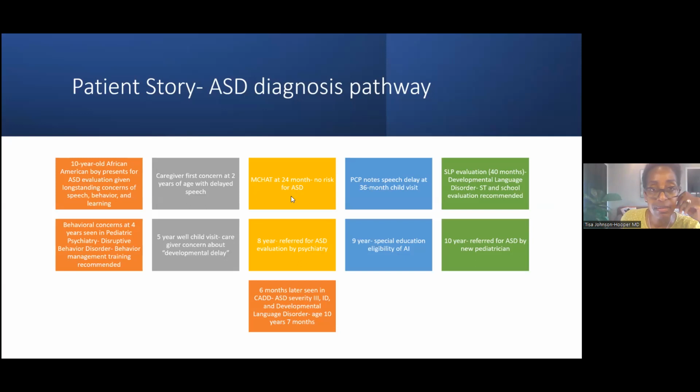I evaluated this little peanut in our Center for Autism and Developmental Disabilities. He presented given long-standing speech, behavior, and learning concerns. His caregiver first noted speech concerns at 2 years during an acute care visit. He received an MCHAT at 24 months at his well child visit, and the MCHAT did not reveal any risk of autism. He did not receive early intervention at that time.